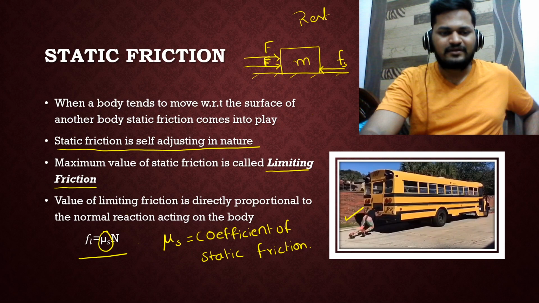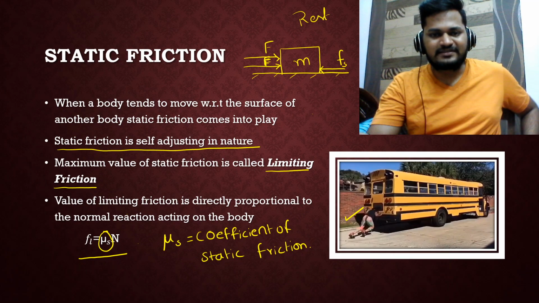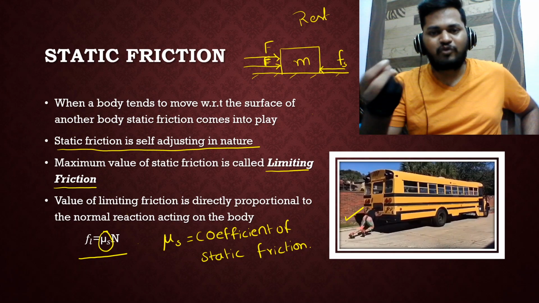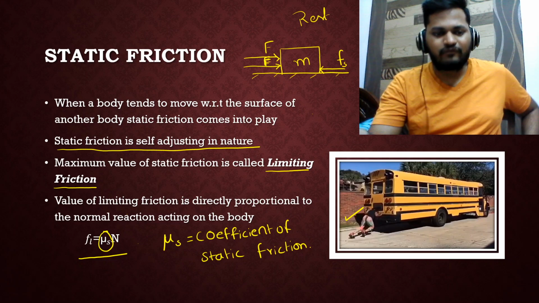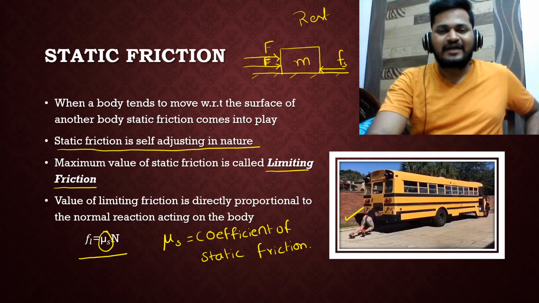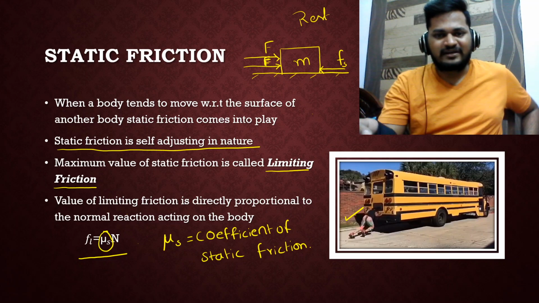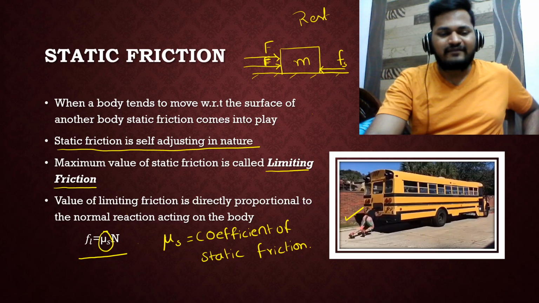We have seen static friction is self-adjusting in nature. It is a force which acts when the body is at rest and tending to move. And the maximum value of static friction is called limiting friction. And static friction is directly proportional to normal reaction, and the formula is given by FL is equal to mu s times N.